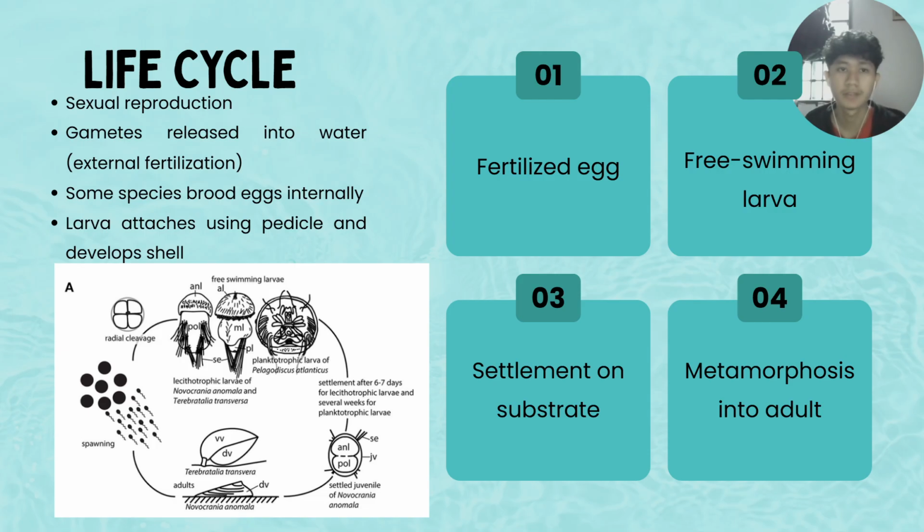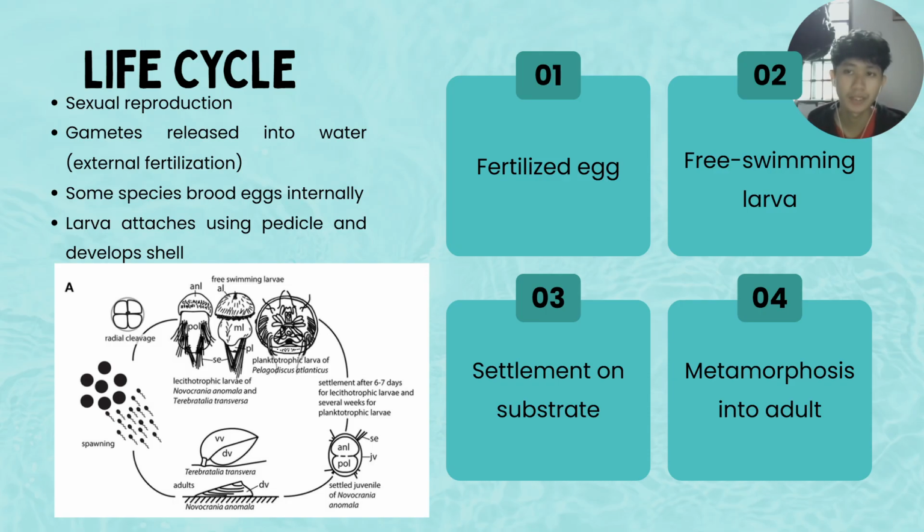Right. So for the next slide, let's move on to the life cycle of lamp shells. The first one is sexual reproduction. Second one, the gametes are released into water for external fertilization. The third one, some species brood internally. And last but not least, larva attach using pedicle and develop shell.